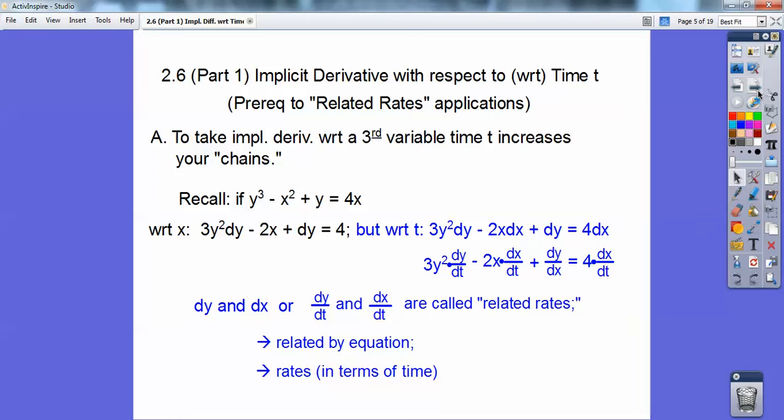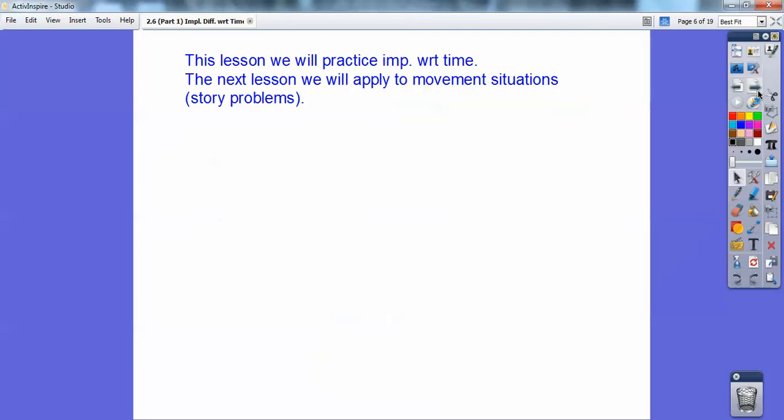So dy/dt and dx/dt are called your related rates, and they're related by the equation, and they're rates in terms of time. In this lesson we're going to practice implicit differentiation with respect to time, and then in the next lesson we'll plug these into our word problems.